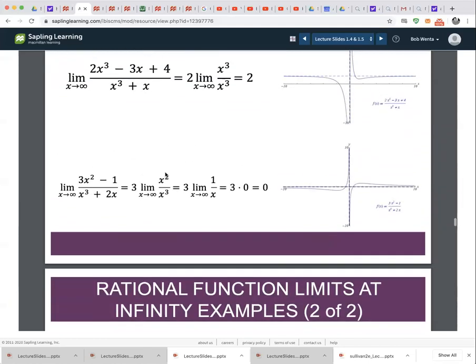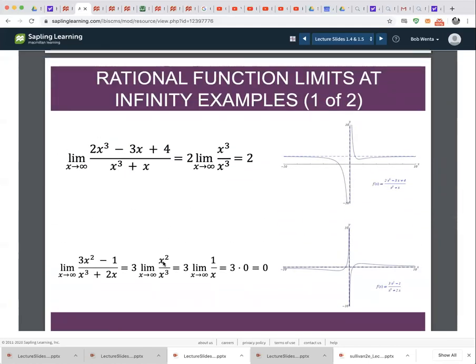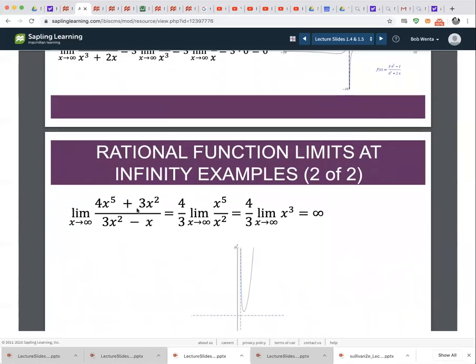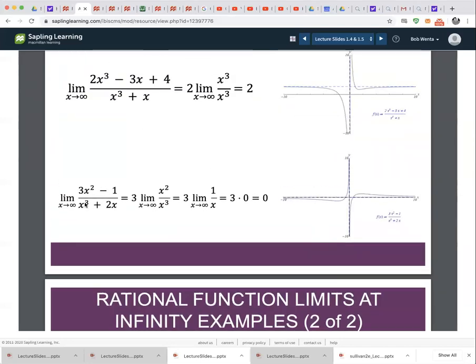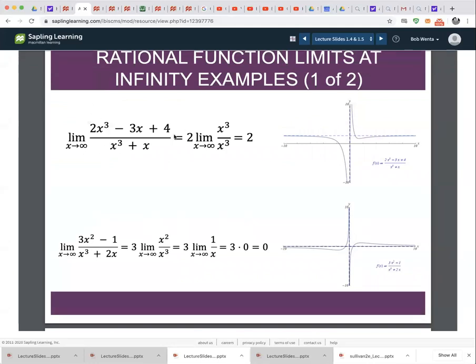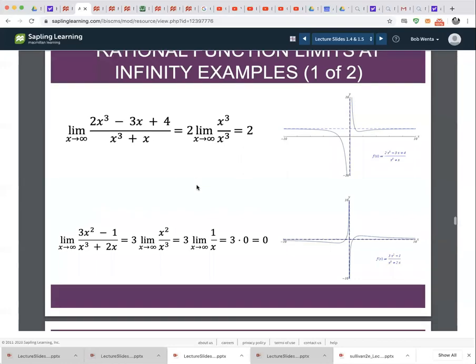Okay, and then the third one. The first one was where the exponents are the same. The second one is where the exponent on the bottom is bigger. This last one is where the exponent on top is bigger. And if the exponent on top is bigger, disregard everything else, you're left with just this. When you simplify that, take the 4/3 out front, right? Then you've got x to the third left over, and x goes to infinity. So if the exponent on top is bigger, it's going to infinity. If the exponent on the bottom is bigger, it's going to 0. If the exponents are the same, it's going to the lead coefficient.